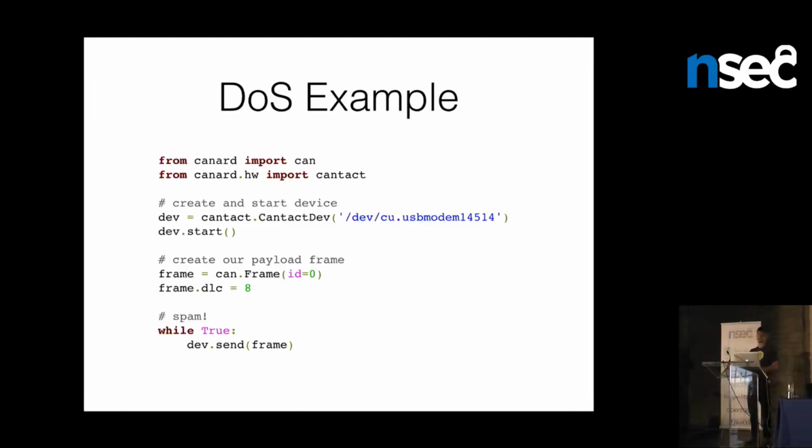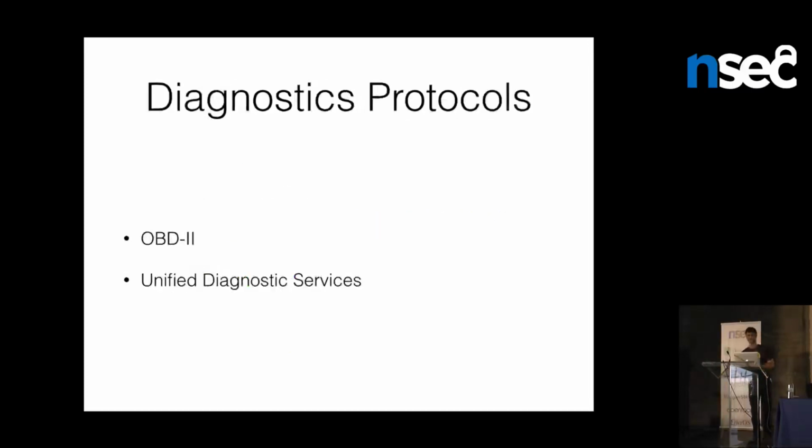So we create that, we start it, cool. Then we create our payload frame, which literally is just zeros. It's got an ID of 0, it's got 8 zeros, it's just a bunch of zeros. And then while true, send it, and your car will have check engine lights and probably different things dinging and all sorts of bad stuff. Don't do this, by the way, I don't recommend it.